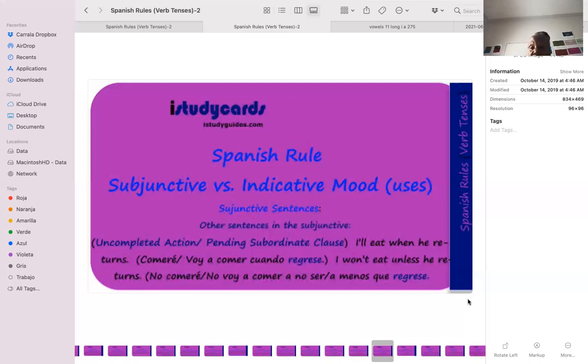Can be the same. But remember, you're only using the subjunctive with cuando when cuando is the potential future. But if you're talking about what you normally do, like "I eat when he returns," that's not the subjunctive, because it's not the same kind of sentence.